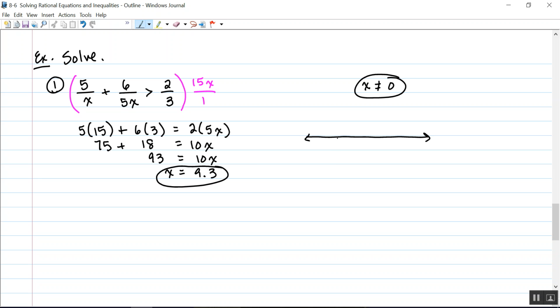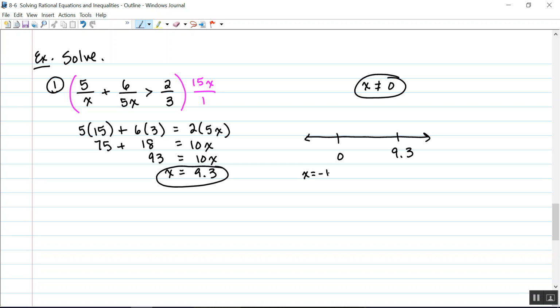So let's draw the number line: 0, 9.3. As you can see, this divides the number line into three intervals: that which is less than 0, the area between 0 and 9.3, and the area greater than 9.3. So I need to try a point in each area in the original inequality. I'm going to pick an easy one over here, let x equal -1.